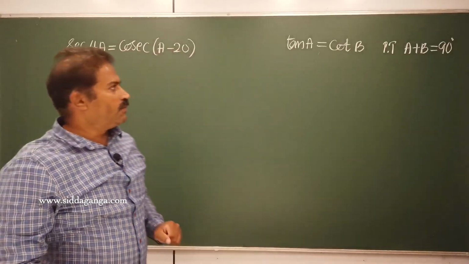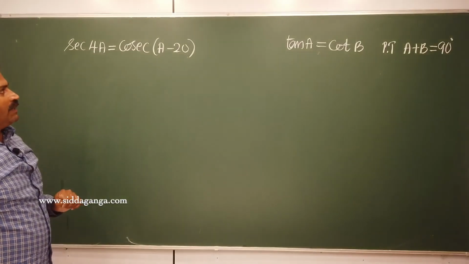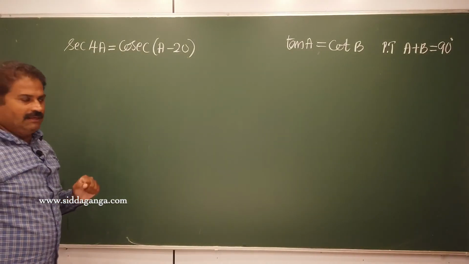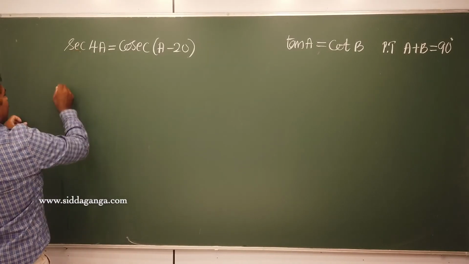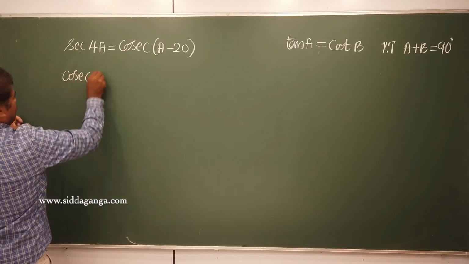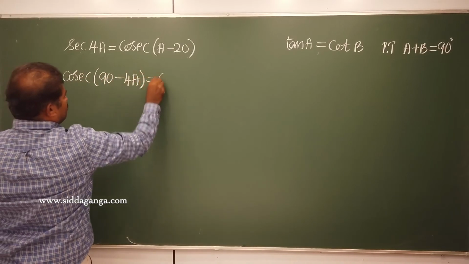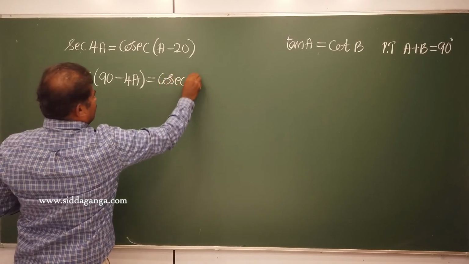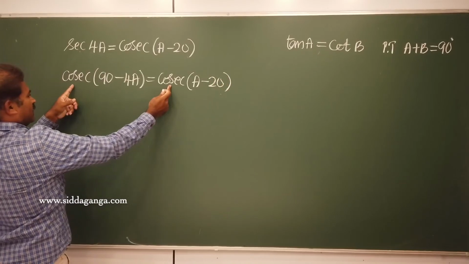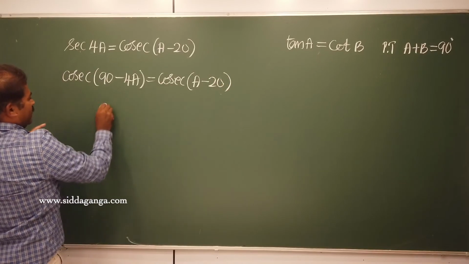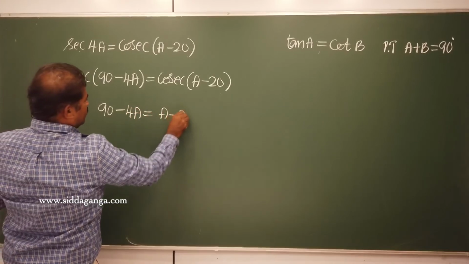So here we have two problems. Secant 4A is equal to cosecant(A minus 20). You need to find the value of A. So how are you going to do it? You can convert this using the complementary. For secant, the complementary is cosecant(90 minus 4A), which is equal to cosecant(A minus 20). So you have cosecant on either side. You can compare 90 minus 4A with A minus 20.